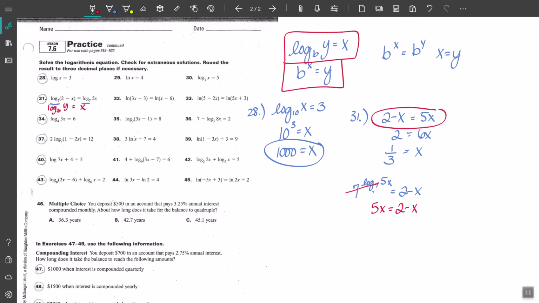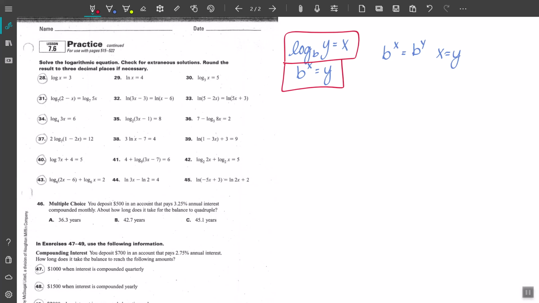So I want to show you this because it shows you how the inverse property works and why it works, and how I can go, even on number 31, straight to this first line without having to do all this work down here.